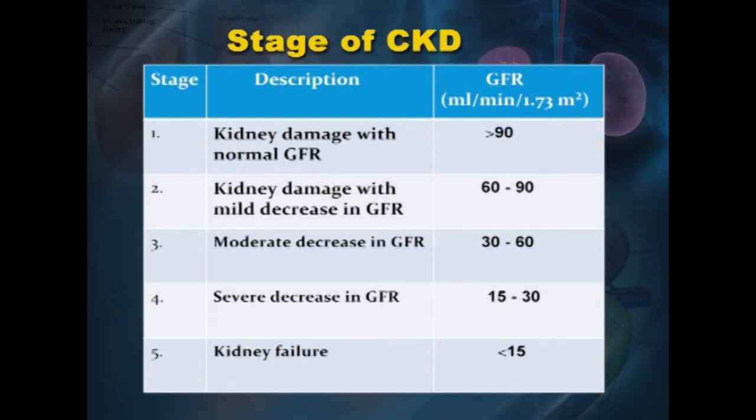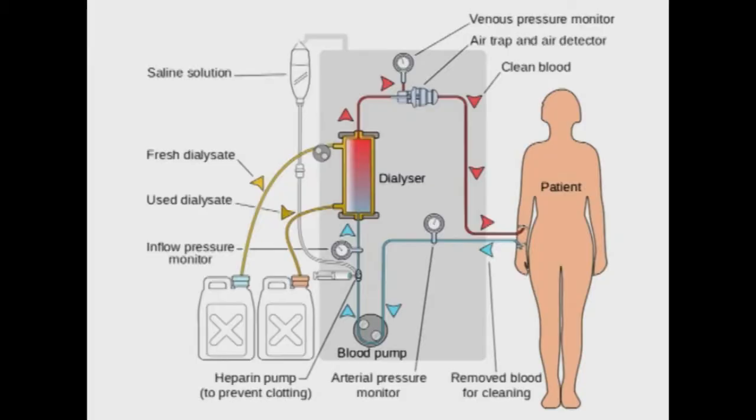The kidney damage with mild decrease in GFR, where the GFR is between 60 to 90. There is a moderate decrease in GFR, 30 to 60, the stage 3. In stage 4, there is a severe decrease in GFR that is between 15 to 30. Stage 5, kidney failure, where the GFR is less than 15. Now in stage 5, the patient invariably needs either dialysis or, still better, kidney transplant.